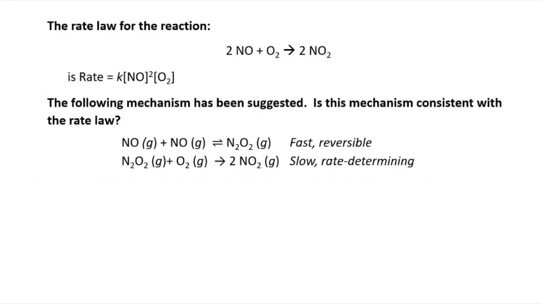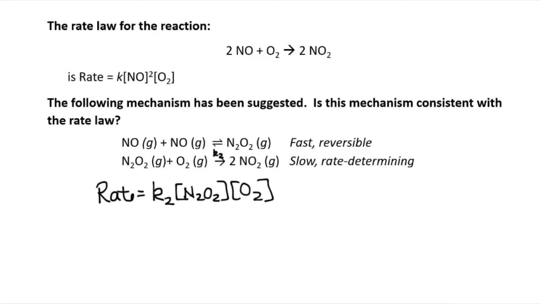It gets a little more tricky if the first step isn't the slow step. So let's do an example of that. In this case, we see that the second step is the slow step. So here, we'll still start by writing the rate law based on the second step. I'm going to call the rate constant of this second step K2. So the rate equals K2 times N2O2 times O2.